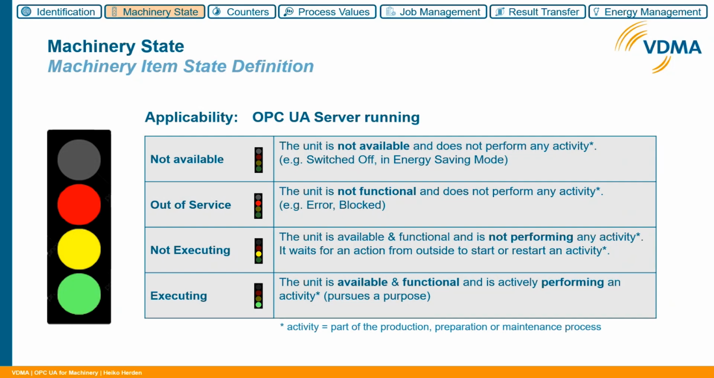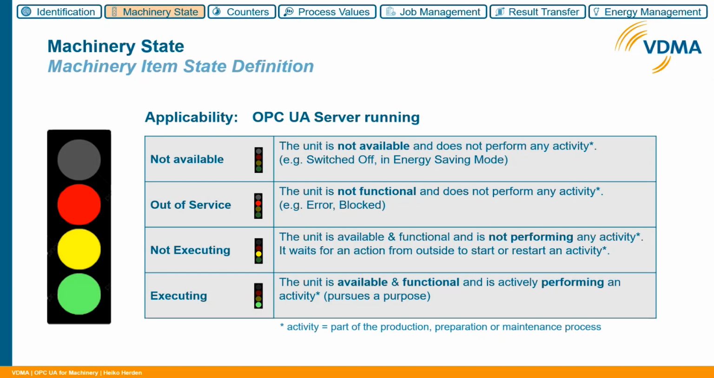So we defined 4 different states. There's the state of not available, which means the unit is not available and does not perform any activity. Examples are that it is switched off or in some energy saving mode. There is the state of out of service, which means the unit is now available, but it's not functional. So we are in some sort of error or the machine is blocked by an open door or something.